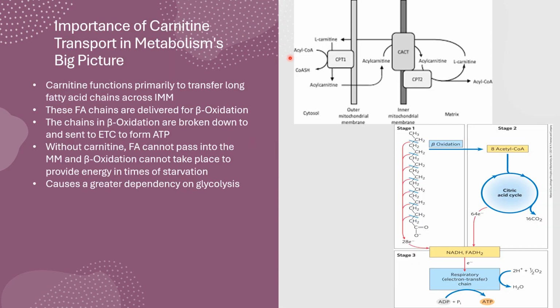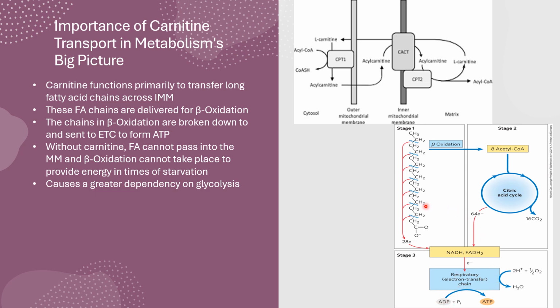So carnitine transport is an important part of the metabolism, and this is just a big picture showing of it all. Carnitine primarily functions to bind to fatty acids, which allows them to go across the inner mitochondrial membrane, where that fatty acid is then delivered to go into beta oxidation. Once it goes into beta oxidation, it goes through the TCA cycle where it produces products like NADH and FADH2, which can then go to the ETC to produce ATP.